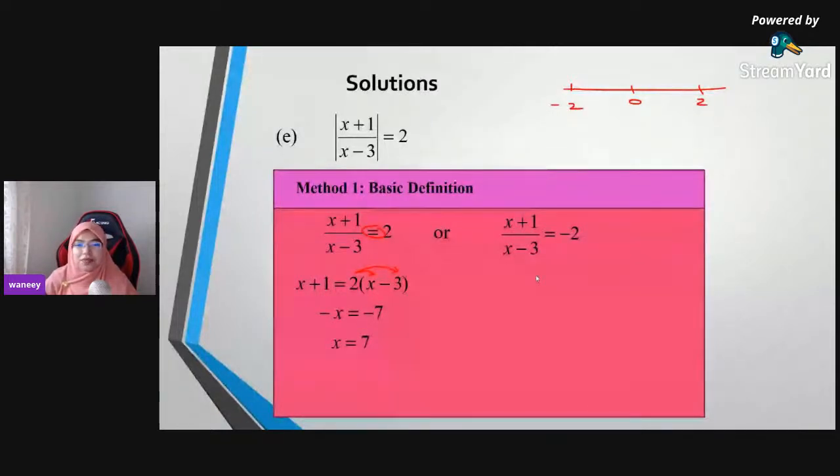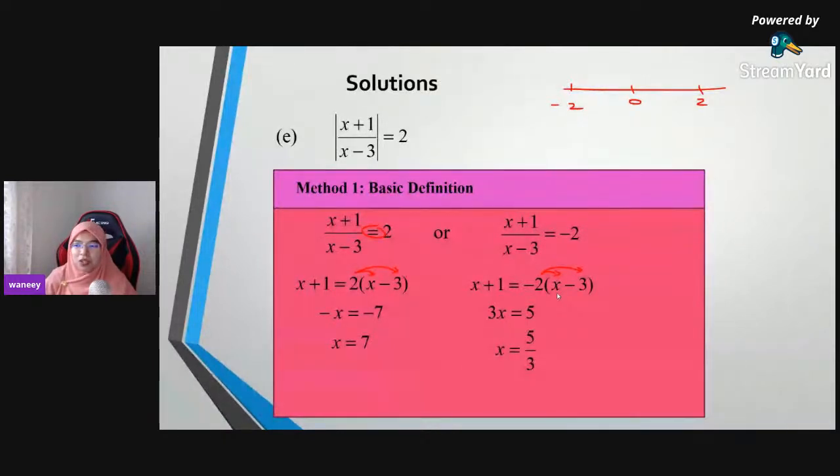Okay, seterusnya. x plus 2 equal to -2 times x minus 3. Again, you should open the bracket. So -2 times x, -2 times -3. So -2x plus 6. And then do make sure to have x as the subject. So we have 3x equal to 4. x will be equal to 4 over 3.